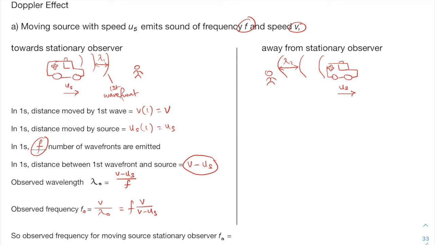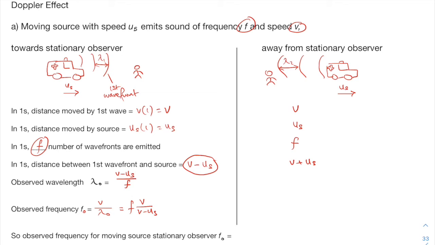So let's analyze. Similarly, in 1 second, the distance moved by the first wavefront would also be v. The distance moved by the source in 1 second is also u subscript s. And in 1 second, f number of wavefronts are emitted. Next, in 1 second, the distance between the first wavefront and the source. In the earlier case, the distance is smaller, is squeezing in. The source is chasing after the first wavefront. In the second case here, the source is moving away in the opposite direction from the first wavefront. So the distance in 1 second between the first wavefront and the source would be v plus u subscript s.